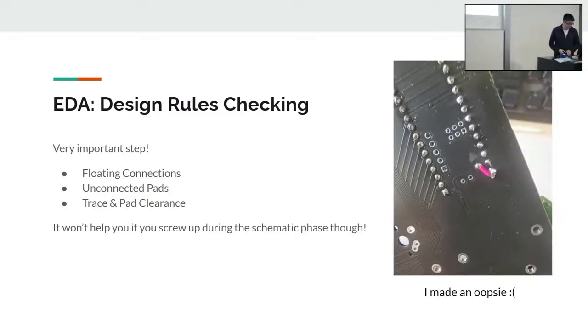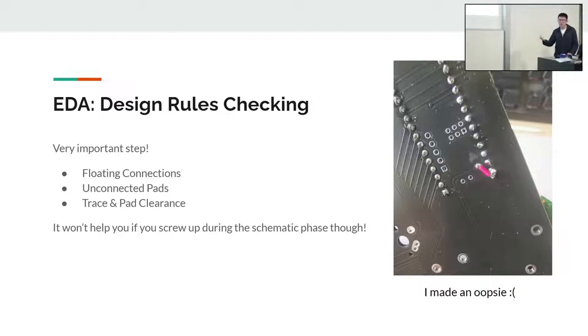So yeah. Okay, so design rules checking. This is the fifth step. Once you have completed all of your wiring and all of your routing, you would basically run this tool every time. This tool would check for any of your stray pads or any wires that are not connected and tell you that you have done something bad.